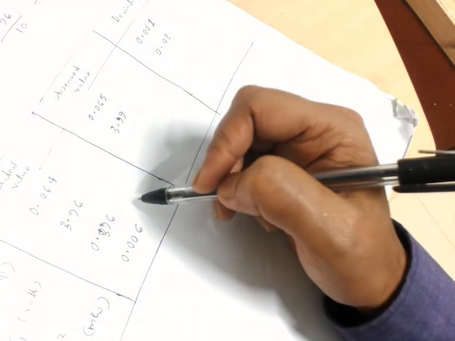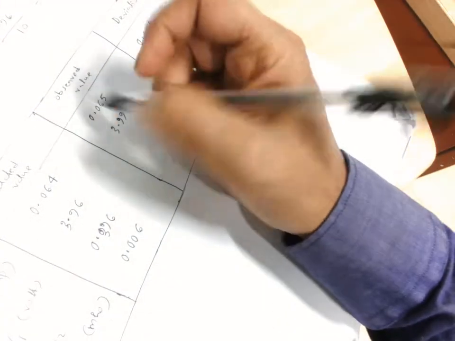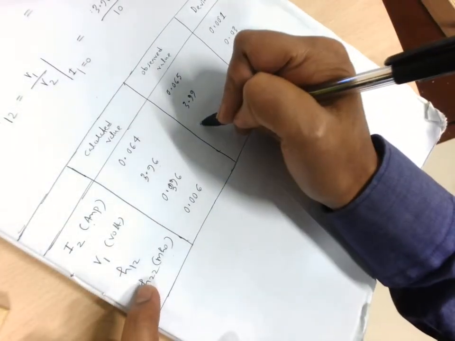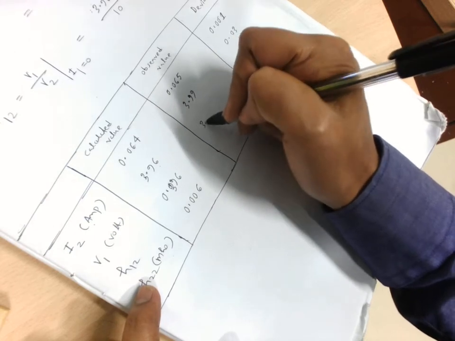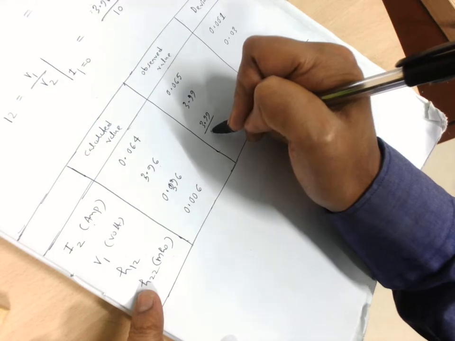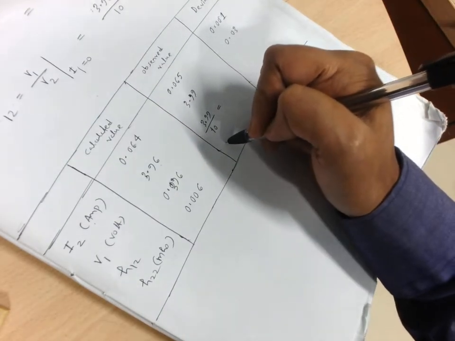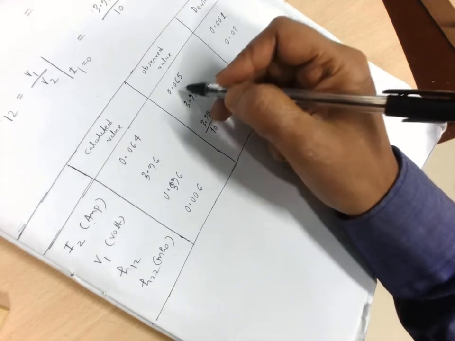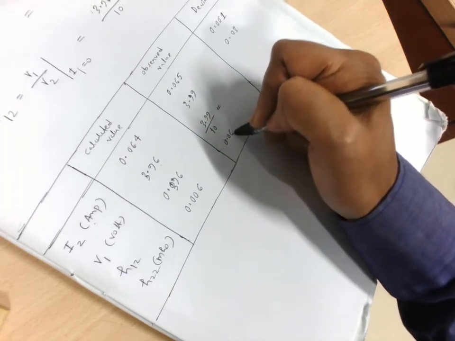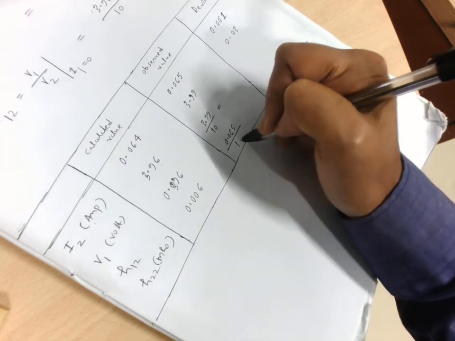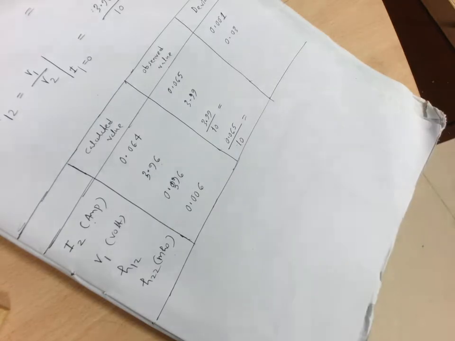H12 is your V1 by V2. So the observed value of V1 is 3.99. The observed value of V2 is how much? 10. Find this. And H22 is I2 by V2. The observed value of I2 is 0.065. The observed value of V2 is 10. So find this.